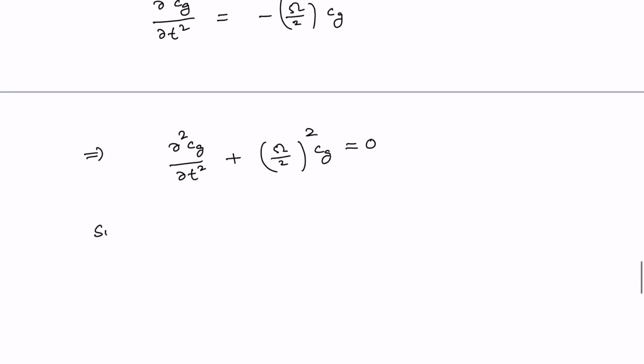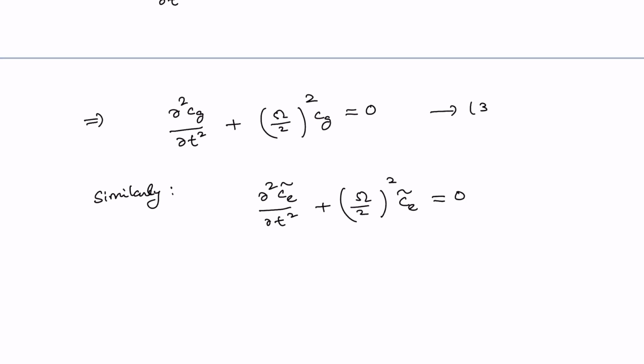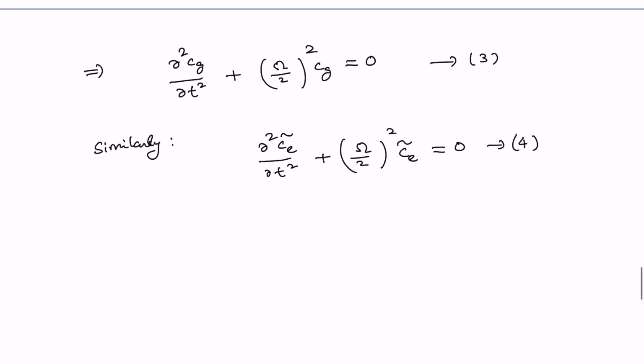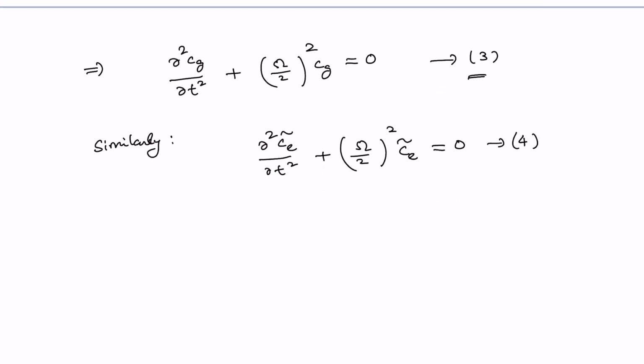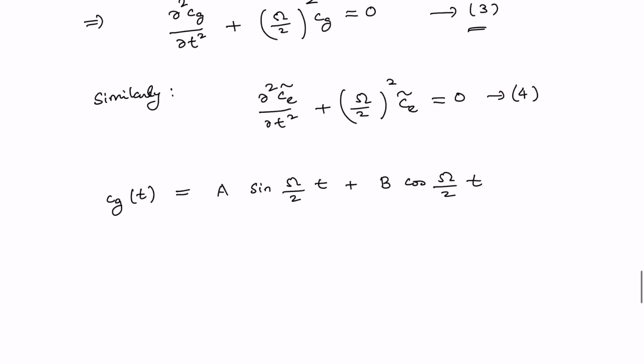And in fact, similarly you can get the equation for Ce tilde also. You can get ∂²Ce tilde/∂t² + (Ω/2)² Ce tilde = 0. Let's say this is my equation number 3 and this is equation number 4. Now the general solution of equation number 3, we can write it because it's a simple harmonic equation and all of you are familiar with it. Its general solution would be A sin(Ωt/2) + B cos(Ωt/2). These constants A and B can be found out from the initial conditions.